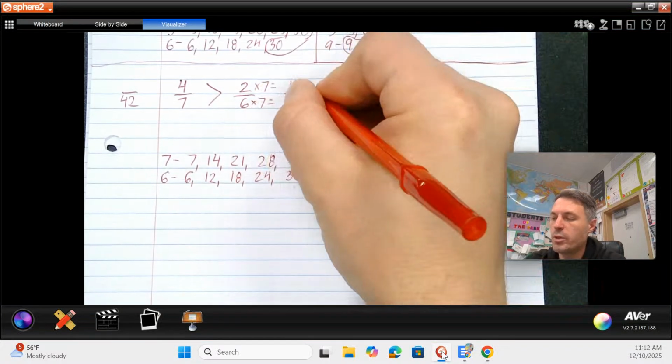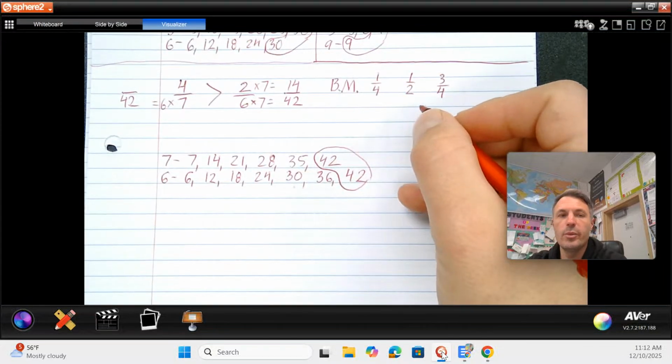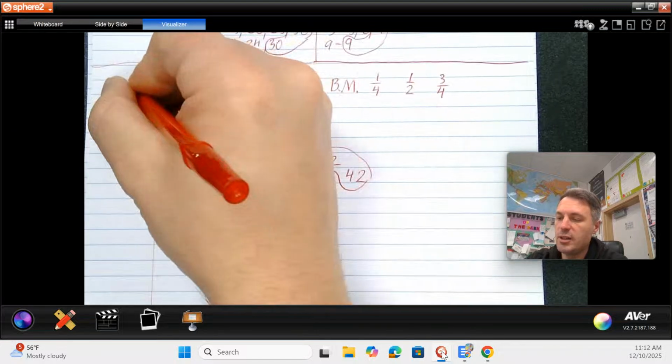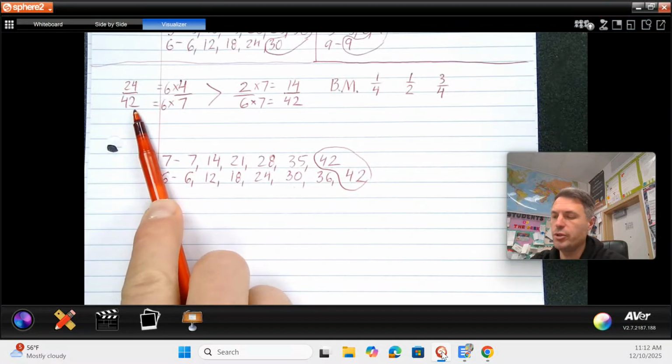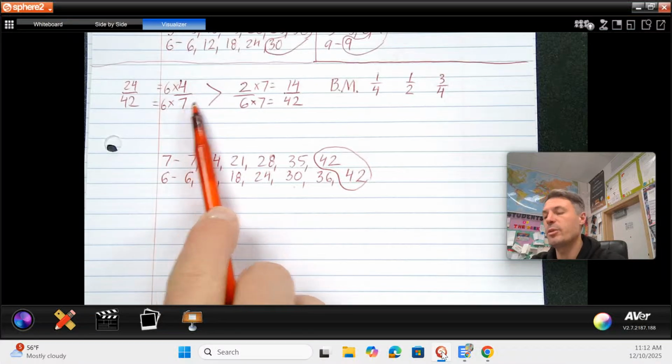2 times 7 is 14. 7 times 6 is 42. And whatever we do to the bottom, we do to the top. 4 times 6 is 24. Since 24 over 42 is bigger than 14 over 42, 4/7 is bigger than 2/6.